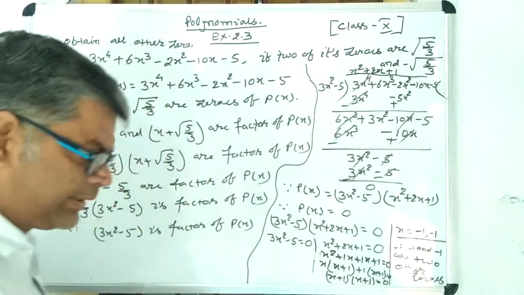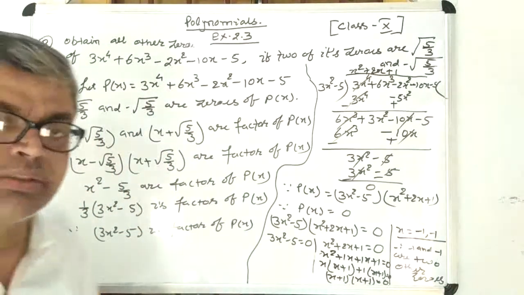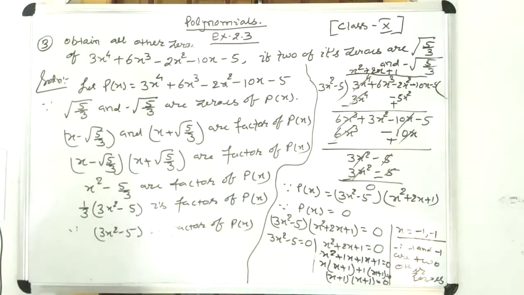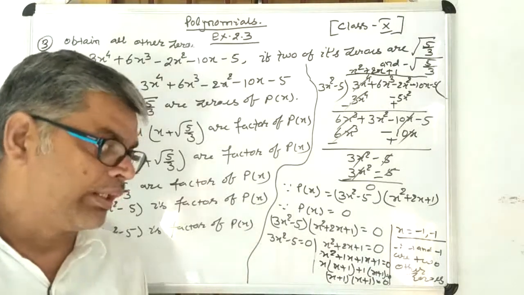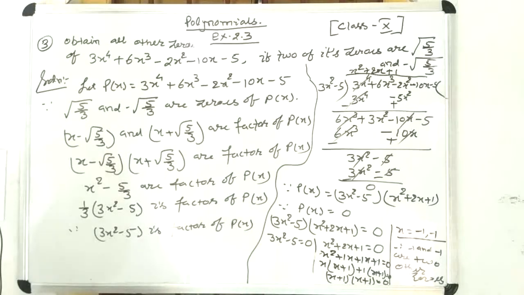So you can write here like this: x² + x + x + 1 = 0. Now taking x common, and 1 common, (x + 1)(x + 1) = 0. So you have x = -1 and -1. So these -1 and -1 are the two other zeros of the given polynomial.